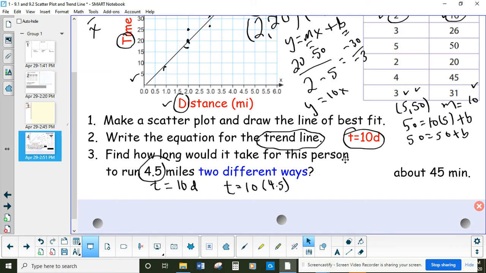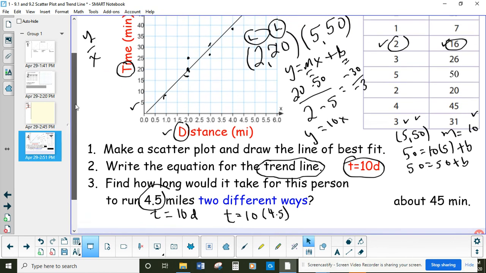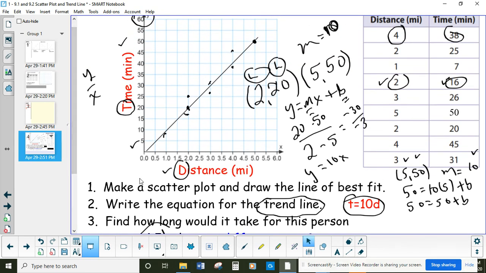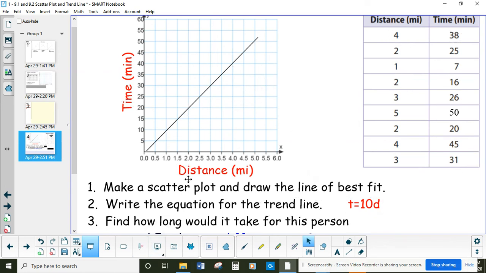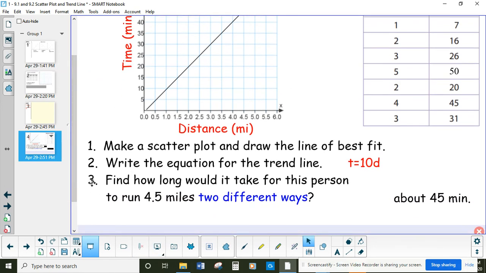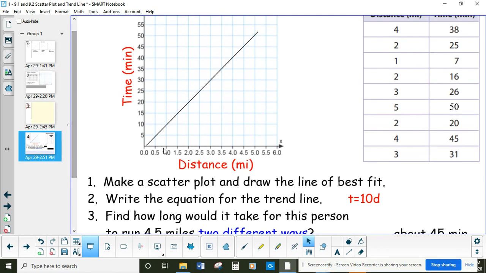And what's another way we could have done it? We have a graph up here, don't we? And we use our line of best fit. And the question was, how long would it take to run 4.5 miles? Well, 4.5 miles over here, what time is the same as that? If you look over here, the time would be 45 minutes. That's another way to do that same problem.